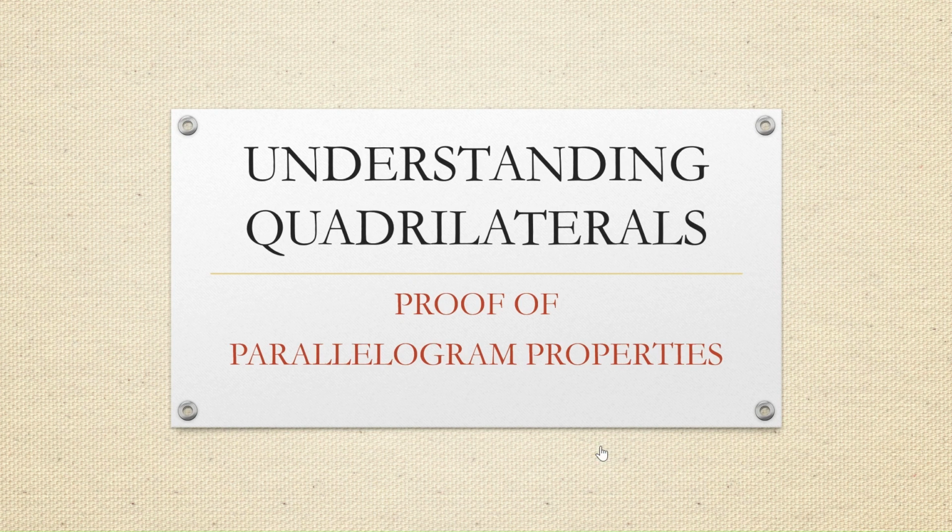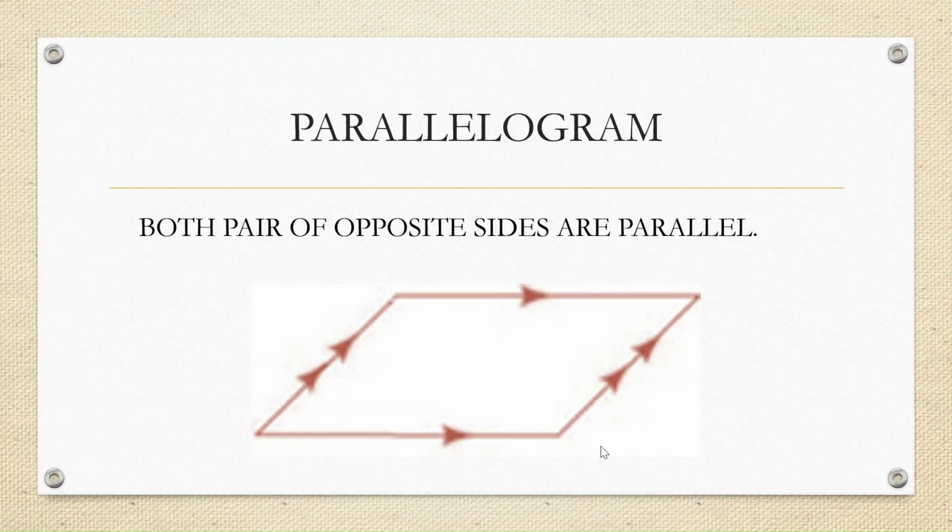Proof of parallelogram properties. We know that a parallelogram is a quadrilateral with both pairs of opposite sides parallel to one another. Based on this, we can derive a few properties of a parallelogram.